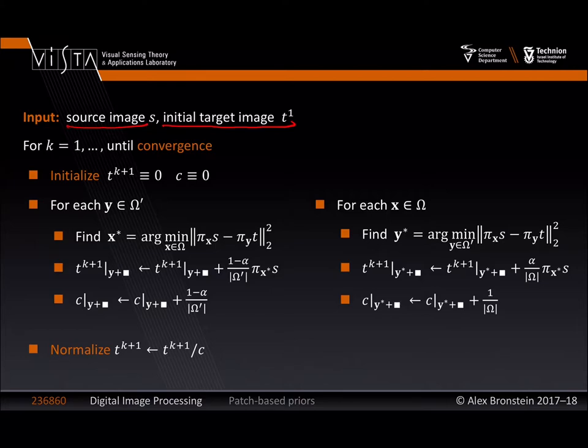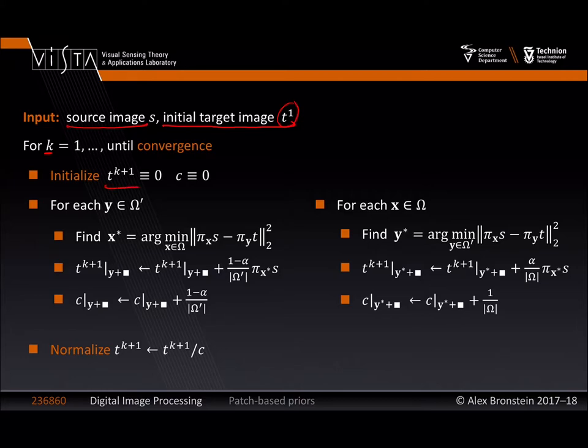So suppose I gave you something that is similar to the target image. I will initialize it. It will be an iterative process with iteration number indicated as uppercase K. So I start with T1. The next iteration will be T_{K+1}.